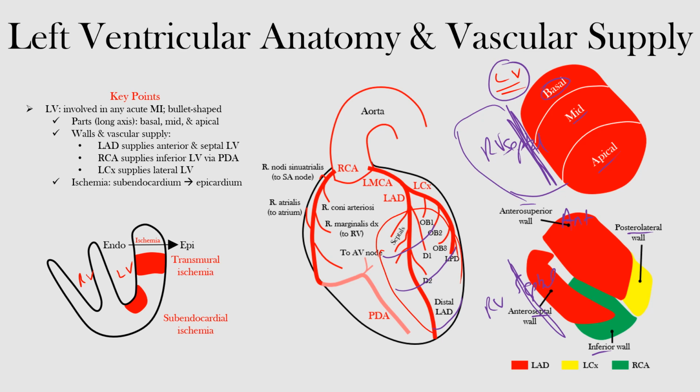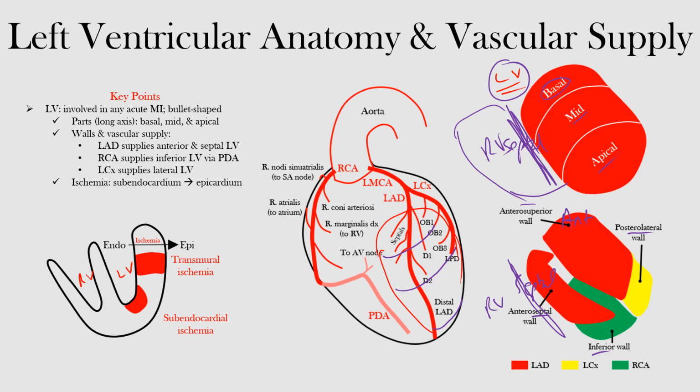Now these left ventricular walls are supplied by different coronary arteries. The anteroseptal and anterosuperior walls are supplied by the left anterior descending coronary artery, or LAD. The posterolateral wall is supplied by the left circumflex coronary artery, and the inferior wall is supplied by the right coronary artery via the PDA, or posterior descending artery. That is in the common right dominant system that we're talking about.